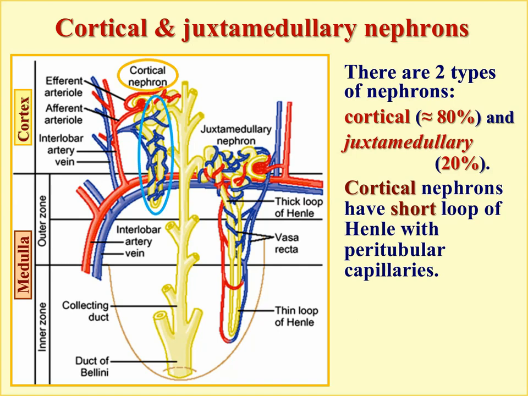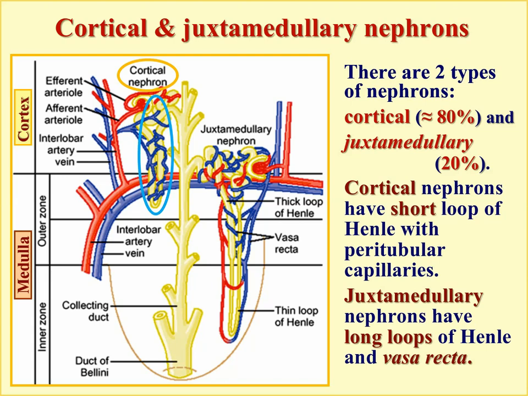While the juxtamedullary nephrons have much longer loops of Henle that go deeply into the medulla, and they are surrounded by peritubular capillaries which are called vasa recta. They are much more straight and go deeply downward to the medulla and then come back to venules in the cortex. And the glomeruli of the juxtamedullary nephrons are located on the border between cortex and medulla.